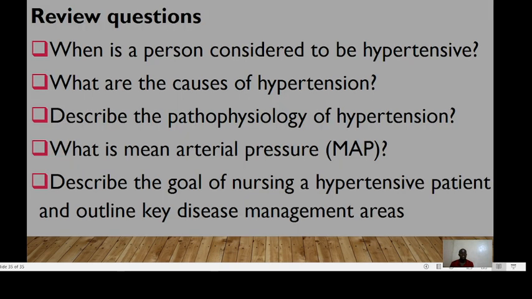All right. So guys, you need to be able to know when a person is considered to be hypertensive, what are the causes of hypertension, okay, what is the pathophysiology of hypertension, what do you mean by mean arterial pressure, and lastly, describe the goal of nursing a hypertensive patient and outline key disease management areas.